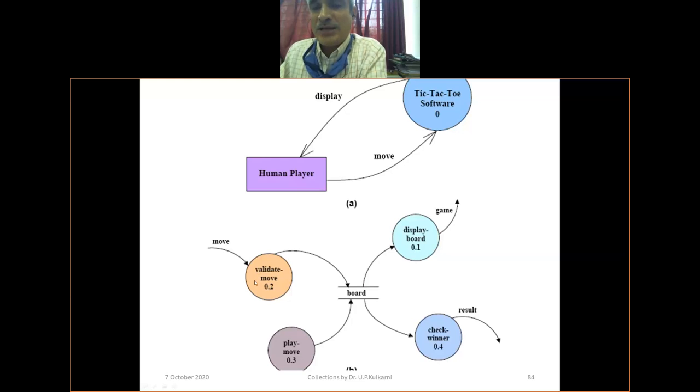If you validate the move, in the sense that whatever number you give should be valid as per the rules given in the game. What is a valid rule, you need to look into that. Then that move is put into the board. Then play move, you will be playing that. Every play will be validated. Then check the winner. Every time it checks the winner, and results are displayed on the screen.